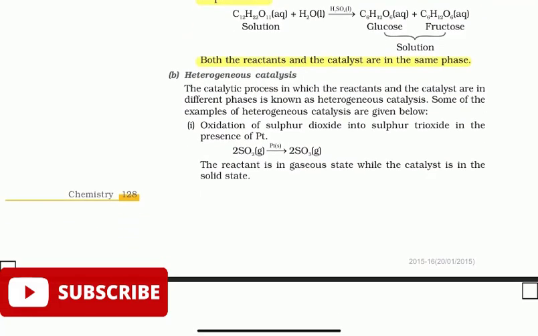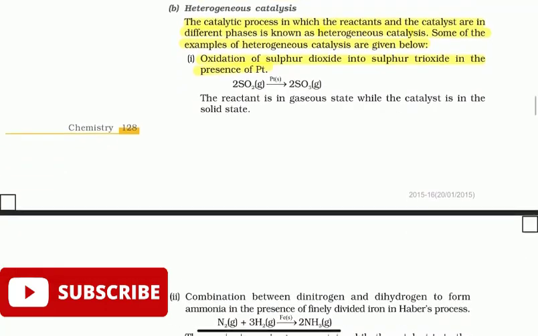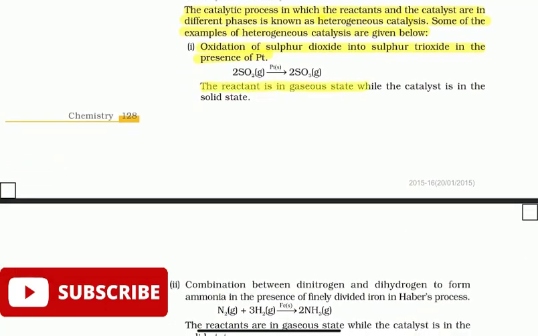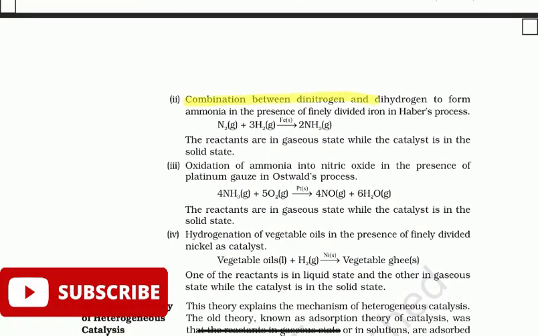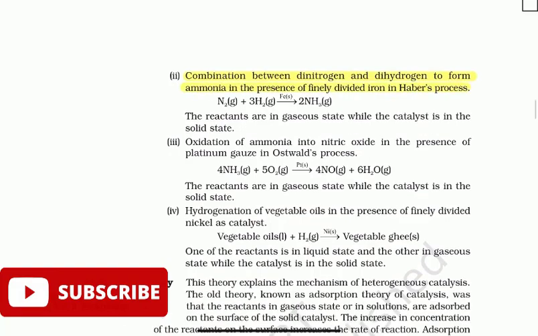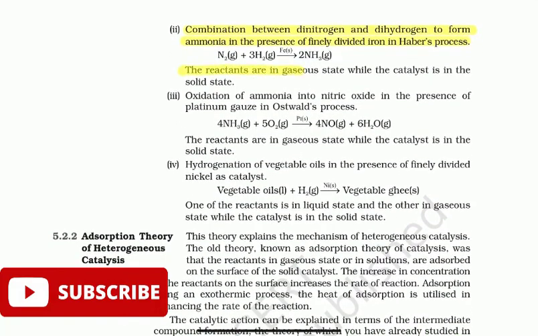B. Heterogeneous catalysis. The catalytic process in which the reactants and the catalyst are in different phases is known as heterogeneous catalysis. Some of the examples of heterogeneous catalysis are given below. 1. Oxidation of sulfur dioxide into sulfur trioxide in presence of platinum. The reactant is in gaseous state while the catalyst is in solid state. 2. Combination between dinitrogen and dihydrogen to form ammonia in the presence of finely divided iron in Haber's process. The reactants are in gaseous state while the catalyst is in solid state.